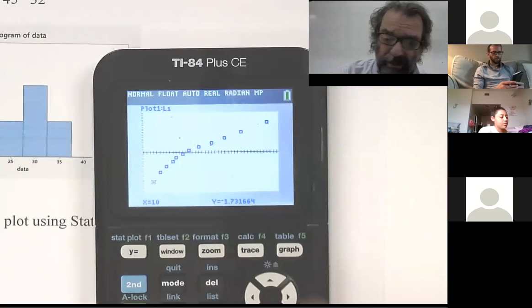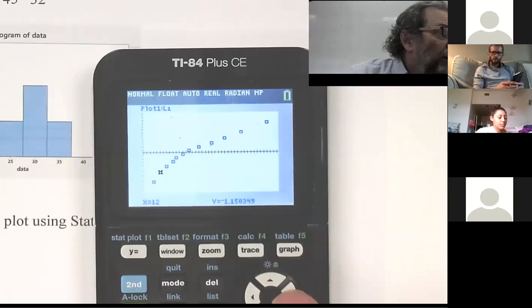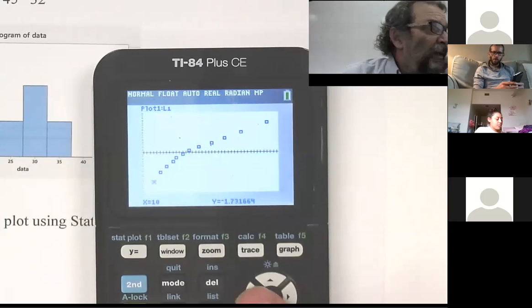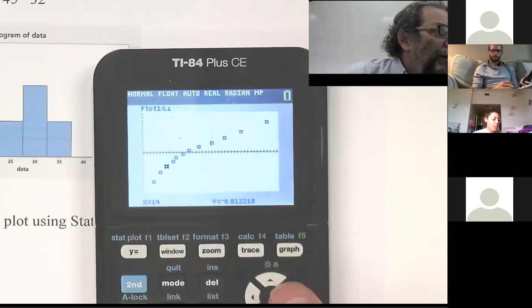And then as we go along, so these are the z values. The smallest value in that size of the data set should be about minus 1.73. That's what that says. We'll see how to get those in a minute. And then 1.15, and when we get to the middle, it's going to say the z value.